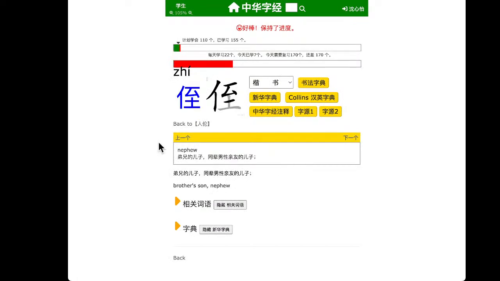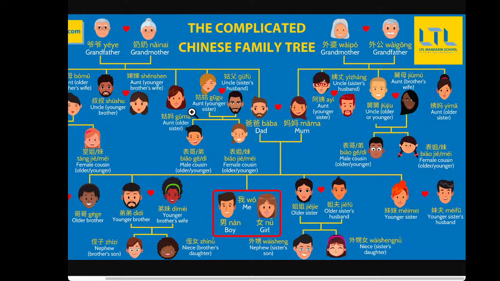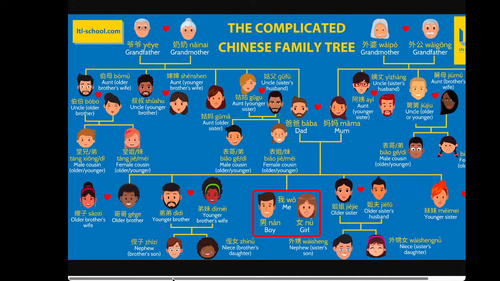侄 refers to nephews and nieces, right? 侄子 is nephew and 侄女 is niece. Although that's not written there, it should also include nieces. 侄. Isn't it? 侄女 yeah, 侄子 yeah. If you go over here, this is 侄女, yeah. Here they are.